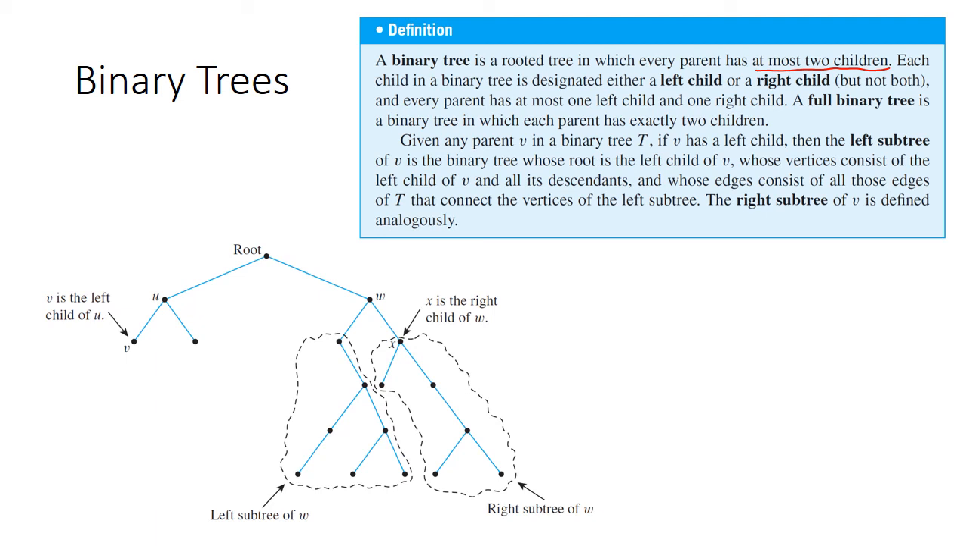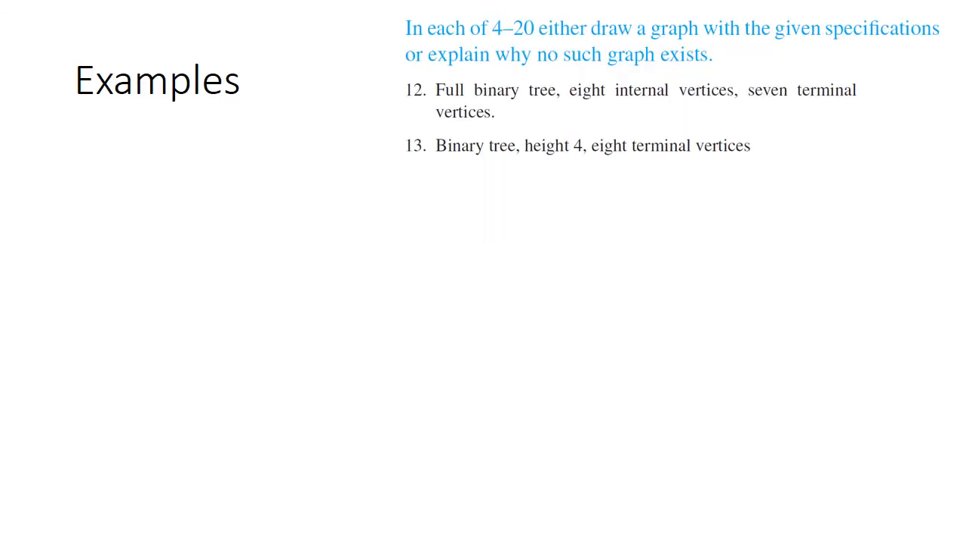Given any parent V in a binary tree T, if V has a left child, then the left subtree of V is the binary tree whose root is the left child of V. For example, if we look at this graph right here, here's W, and the left subtree of W would be all of this stuff that I've circled here. And the right subtree of W would be all this stuff here that I've circled. If you were to pinch that off and make a new tree, cut it off and make a new tree, those are the subtrees. Okay, so let's look at an example here.